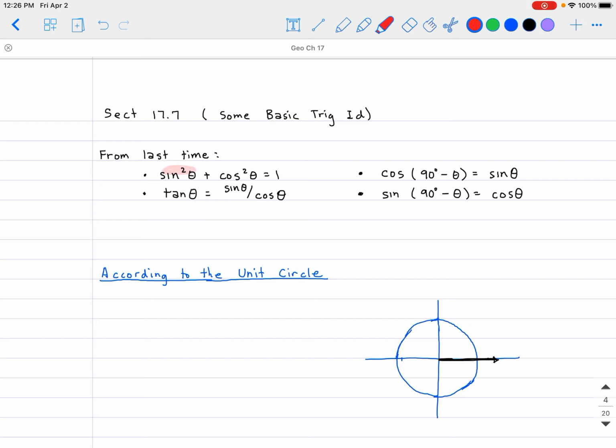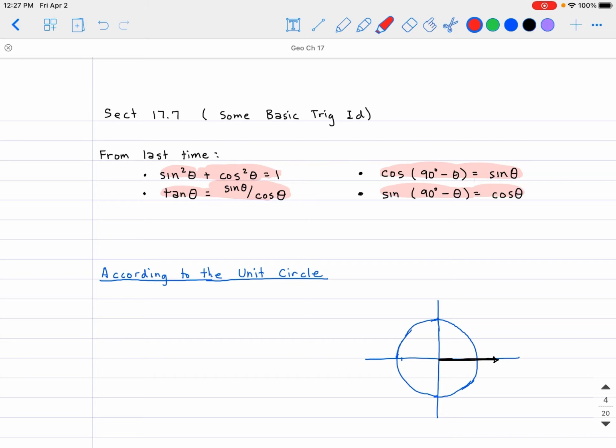We have sine squared theta plus cosine squared theta is equal to 1. We also have tangent of theta is equal to sine divided by cosine. Then we have cosine of 90 minus theta is equal to sine of theta. And finally, sine of 90 minus theta is equal to cosine of theta. All of those we derived along the way. Now, we're just going to add on a few more.